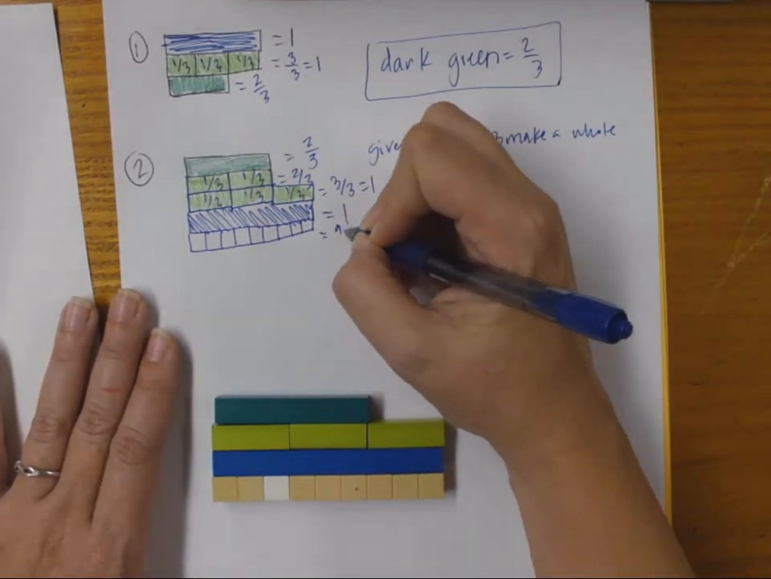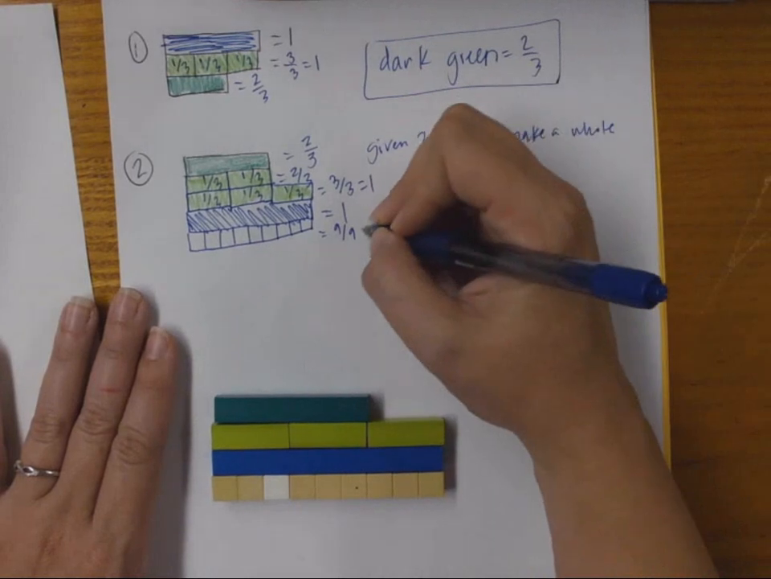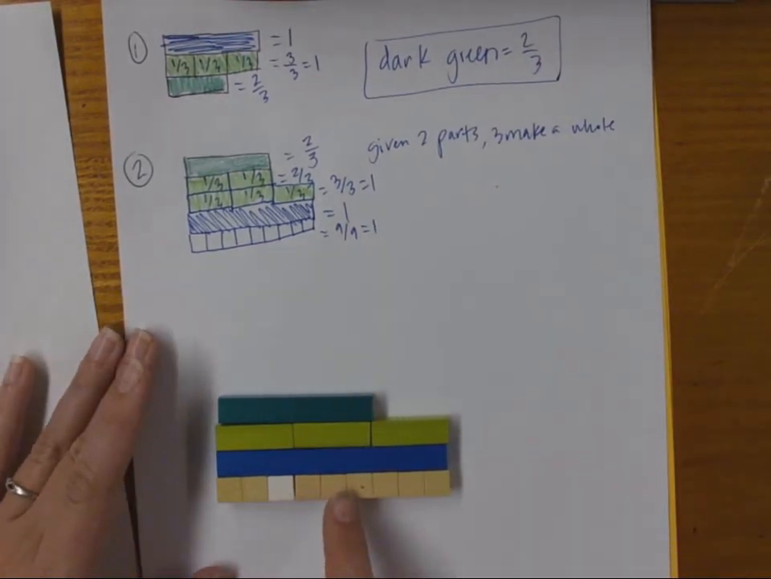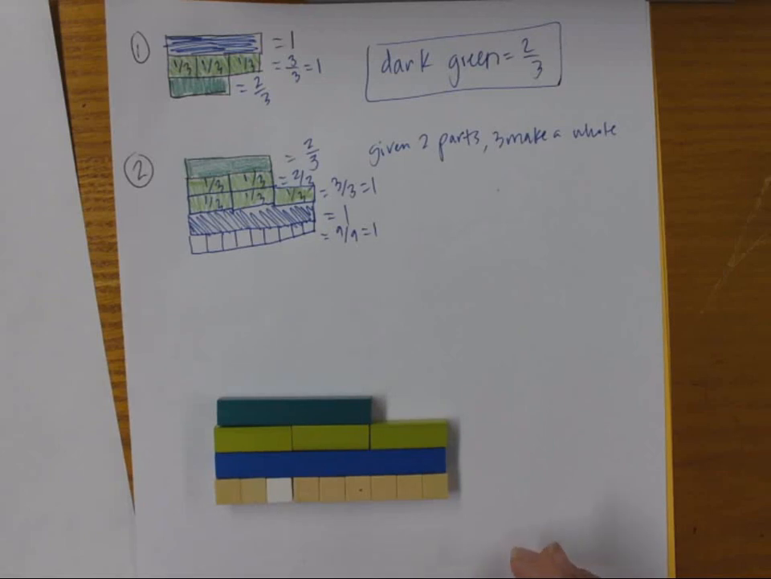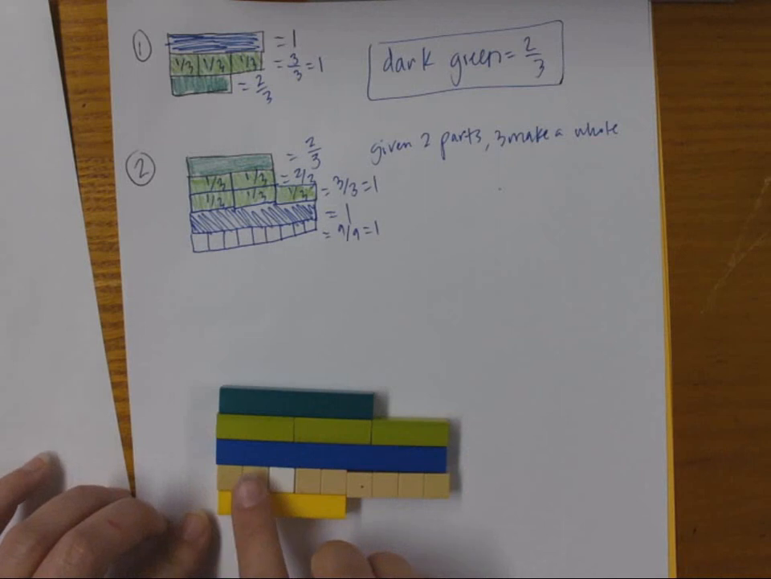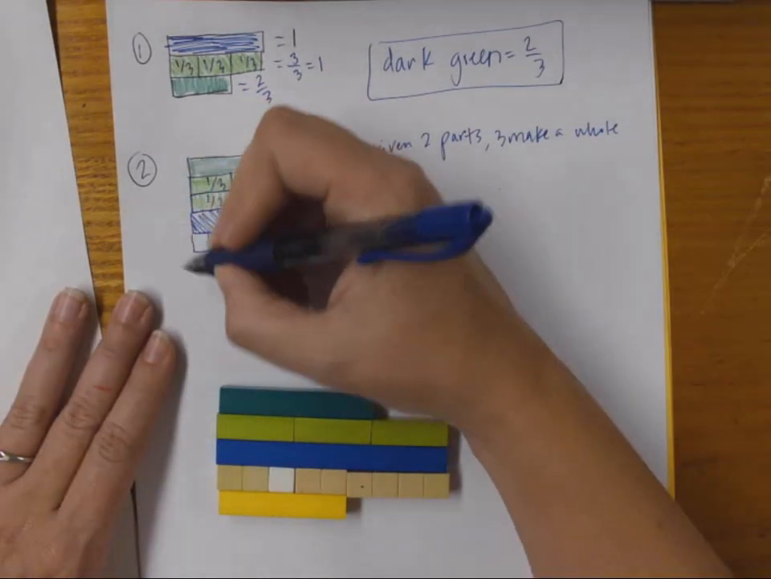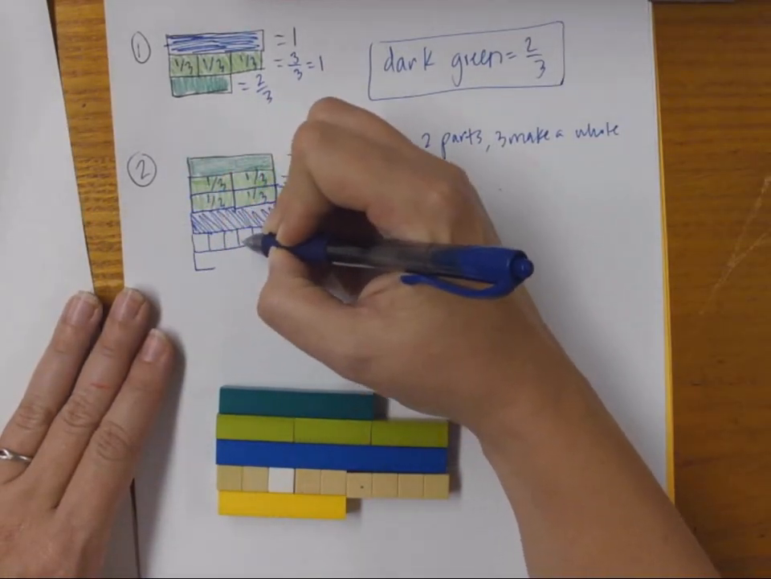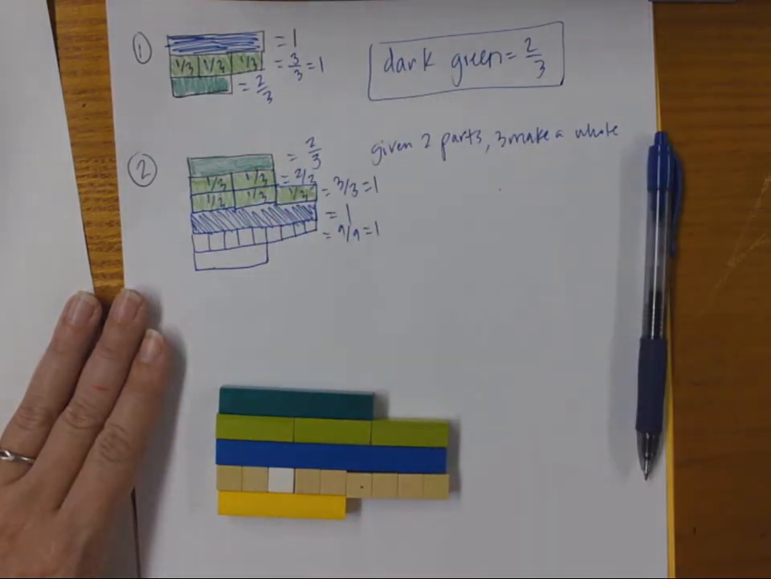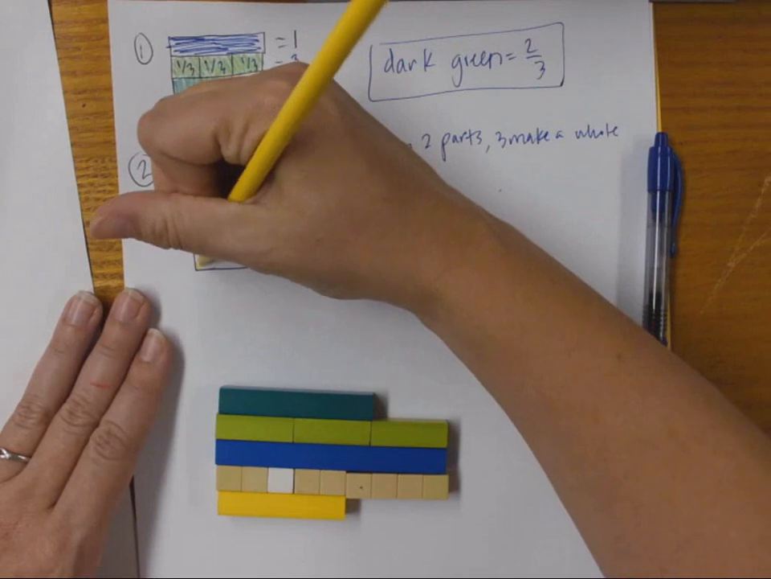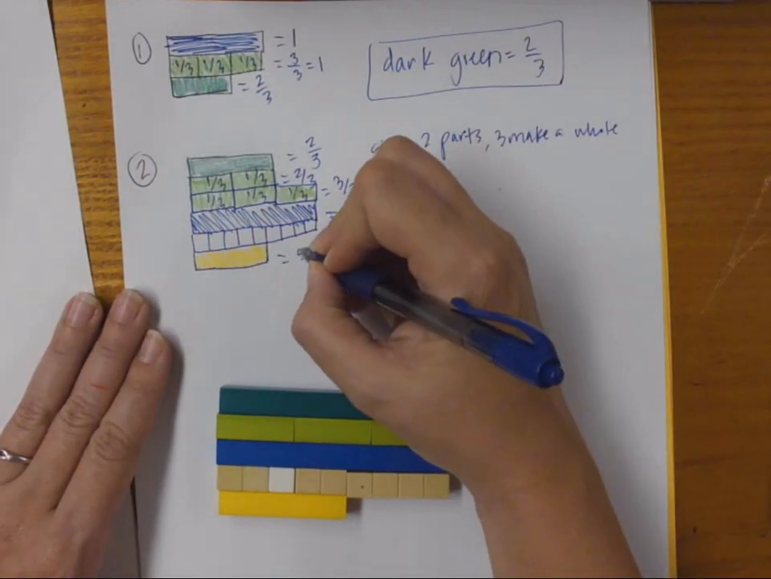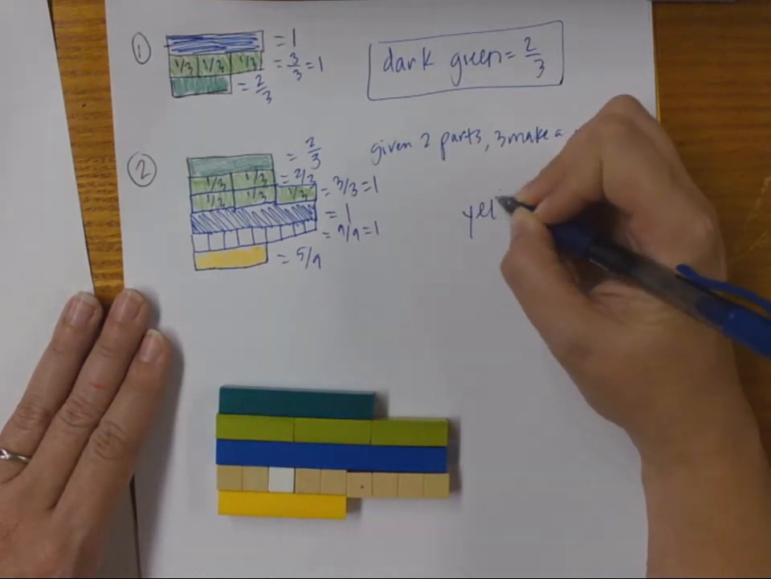So these are ninths, like 9 ninths. It's still one whole. Which rod is equal to 5 of them? 1, 2, 3, 4, 5. Well, I guess yellow. Yeah, so the yellow rod is 5 ninths. So my answer for this problem is yellow.